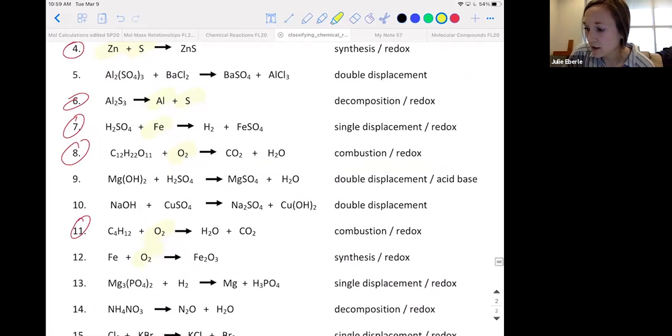Let's talk about which reactions. Did anybody get any of these as a precipitation reaction? Anybody label these precipitation? Number 10, Grayson said number 10. Let's look at that. Number 10 is right here. You got sodium hydroxide and you got copper sulfate.